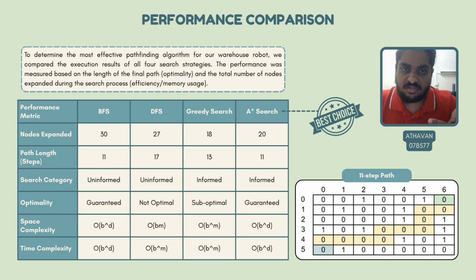It's obvious the winner here is the A star search algorithm, which only expanded 20 nodes and achieved the optimal 11 steps, demonstrating efficiency and optimality.